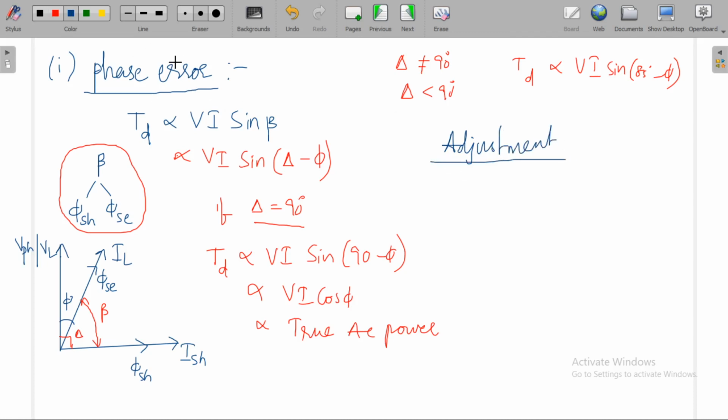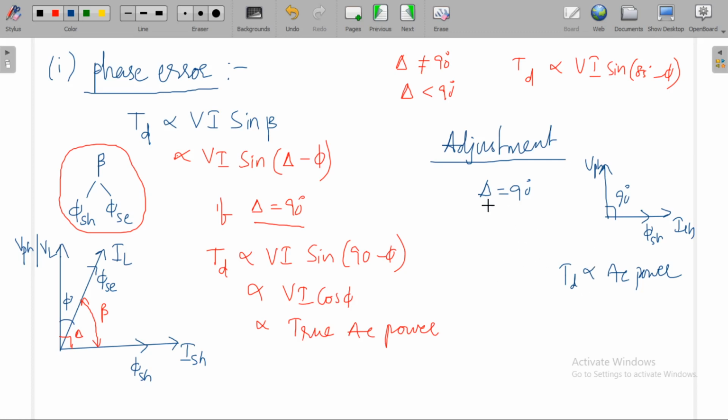How can you compensate this phase error? Compensating phase error means making delta equal to 90 degrees. Making delta equal to 90 degrees means phi sh or ISH lags V phase by an angle of 90 degrees. Then driving torque is directly proportional to true AC power. Otherwise the meter will not read correctly.